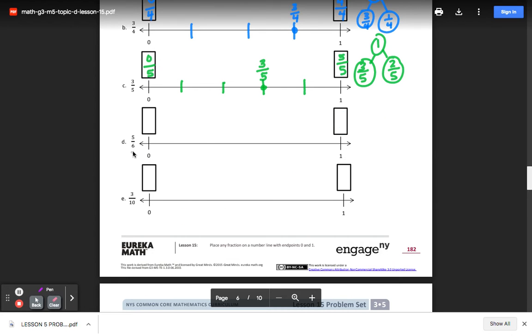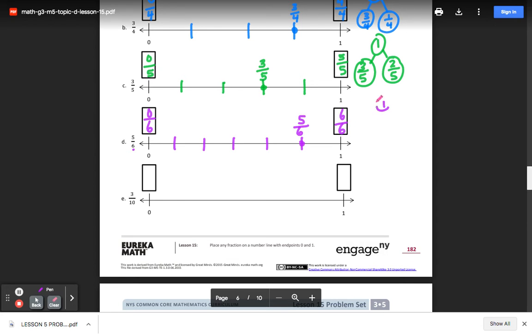All right, looking at D, we are to plot 5/6. So I know this is 0/6 because we haven't gotten anywhere on the number line. I know that 1 makes 6 over 6. Okay, so 1/6. Let's see. There's 1/6, 2/6, 3/6, 4/6, 5/6, and then that's 6/6. So we are plotting 5/6. So 0, 1, 2, 3, 4, 5. It's going to be right here.